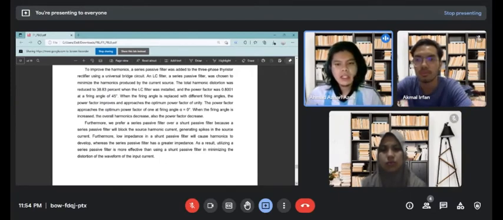Furthermore, we prefer a series passive filter over a shunt passive filter because a series passive filter will block the source harmonic current from generating spikes in the source current. Besides, a low impedance in a shunt passive filter will cause harmonics to develop, whereas the series passive filter has a greater impedance. As a result, utilizing a series passive filter is more effective than using a shunt passive filter in minimizing the distortion of the input current waveform.